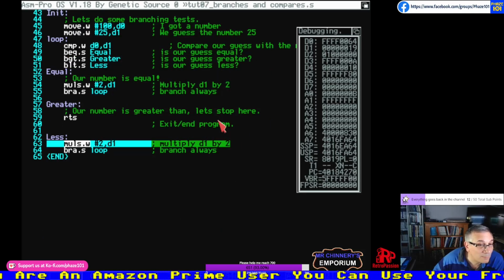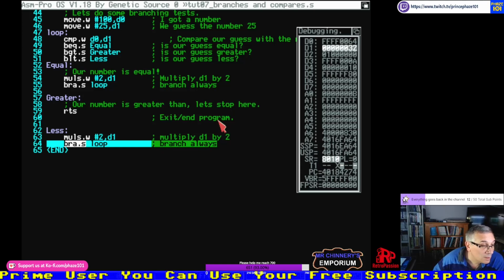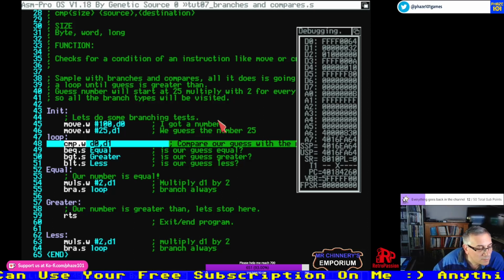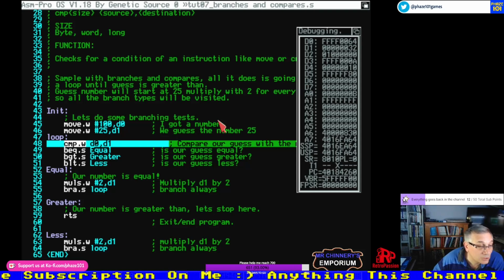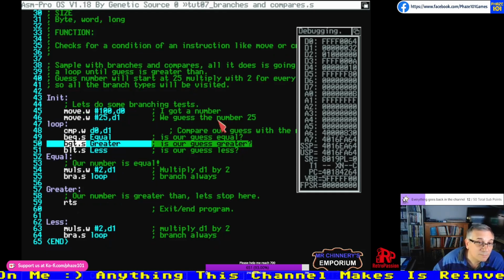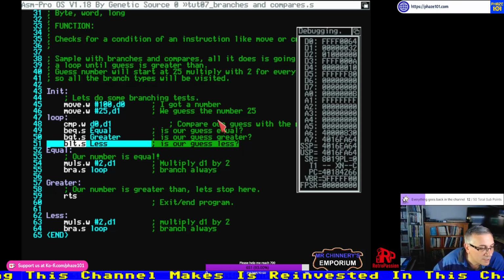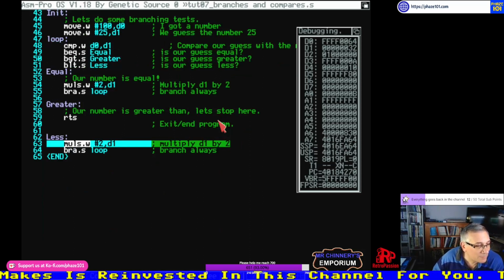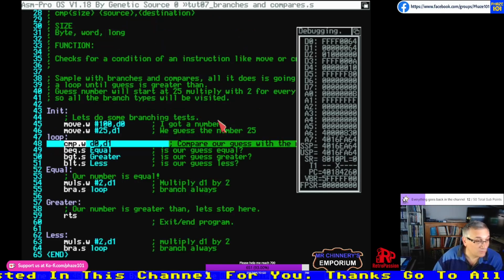Now we multiply D1 by 2. Okay, so D1 becomes 32. We jump back to our loop. So again, is D1 equal to D0? It's not. Okay, so we do not do it. Is D1 greater than D0? It's not. So we do the next instruction. Is it less than? Yes. And we multiply again, and D1 becomes 64. We go back to the loop.